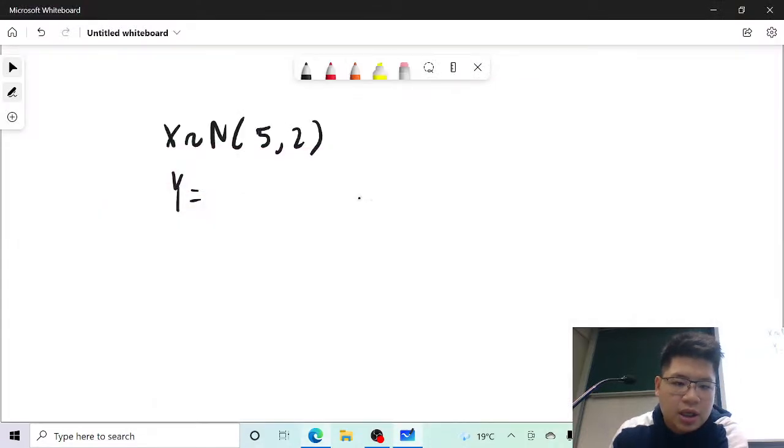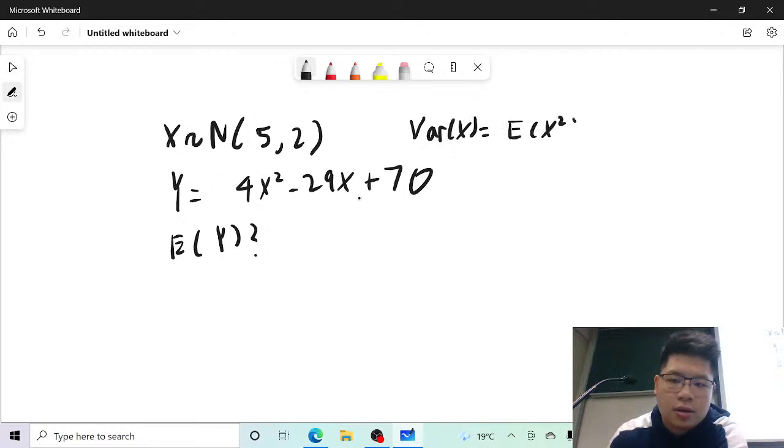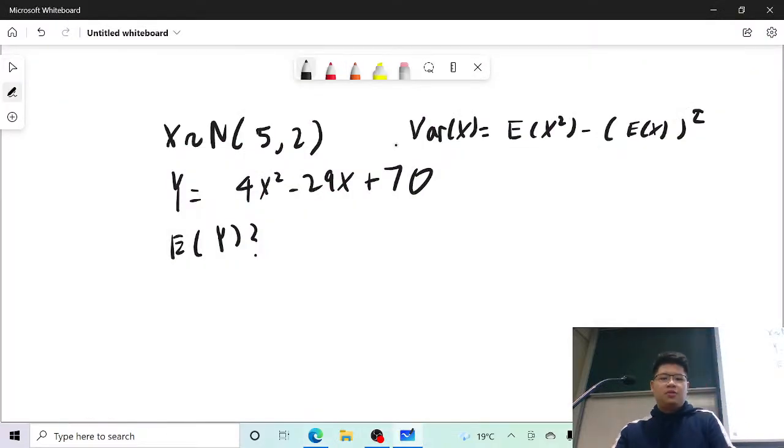4x squared minus 29x plus 70. And we are also given a hint. We are asked to find the expected value of y. Note that we are given a hint over here, where the variance of x equals E[x squared] minus (E[x]) squared. Let me just check that that's right. Yep. Right, so how do we do this particular question here?